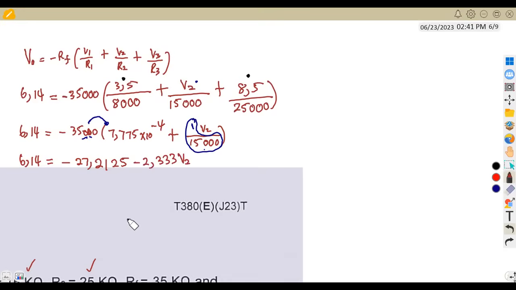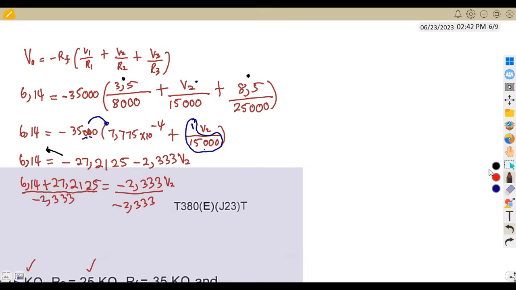So what you're going to do is make V2 the subject, then we can calculate that value of V2. Here we can transpose this to the other side. It becomes a positive; it was a negative. So it is going to be a positive 6.14 plus 27.2125 is equal to negative 2.333 V2. So to find V2, we divide both sides by negative 2.333. All right, so this is going to give us V2, which is actually a negative from your simplification.